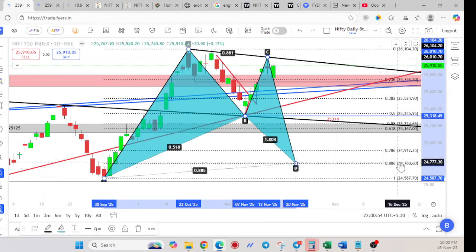which is around 24,760 levels. 24,800 levels is possible. So your 25,167 may not hold good if we break 25,318.